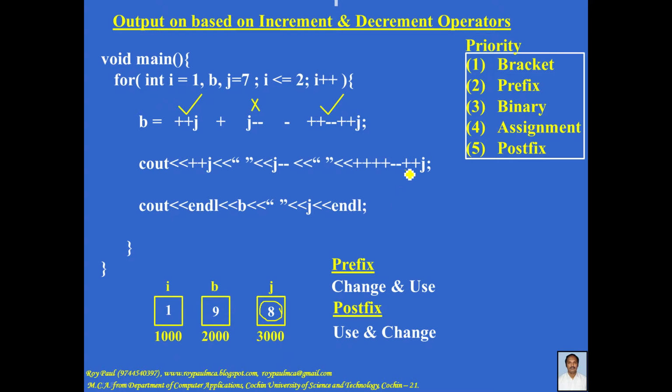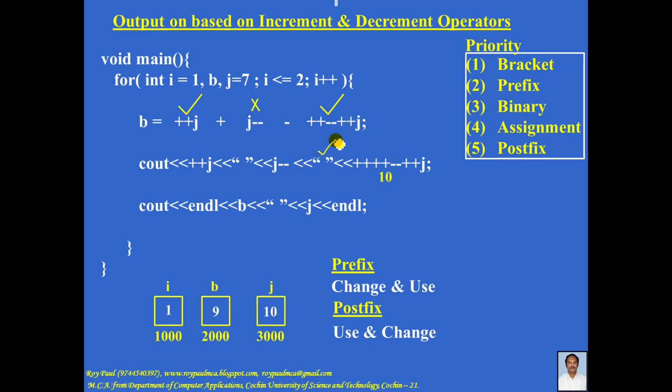So here plus plus 8, 9, minus minus 9, 8, plus plus 8, 9, plus plus 9, 10. So now your J becomes 10. So change. Now use it for the output operator, which means in the computer's monitor here you get the answer 10.